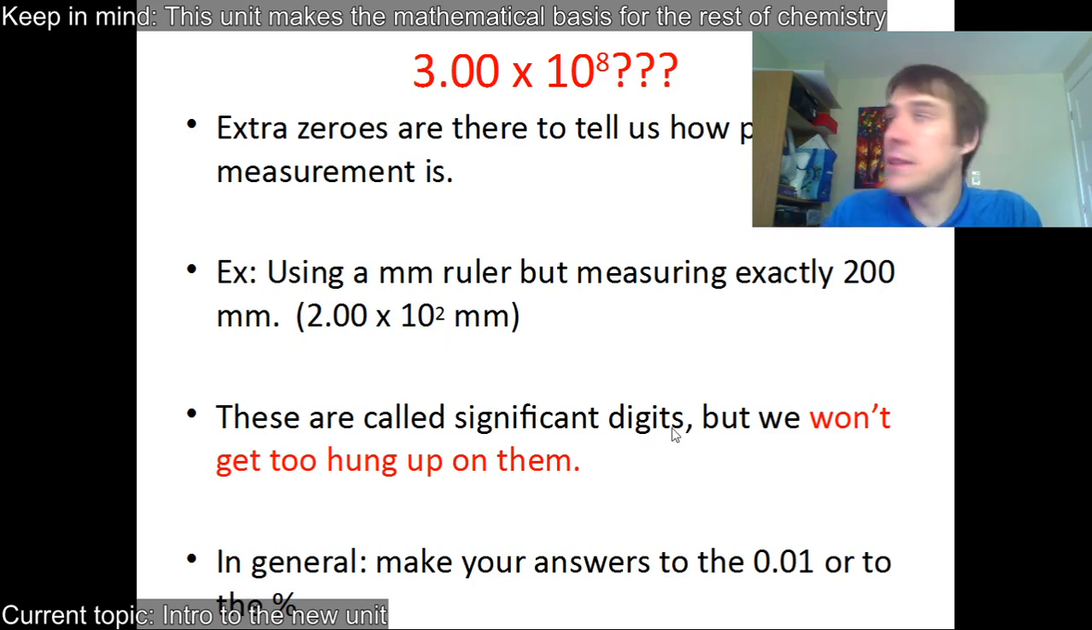These are called significant digits. We're not going to get too hung up on sig digs. It's important, but I'm not going to worry too much about them in this course. Physics, really, really big deal in physics, and big deal later in chemistry as well. Just be aware that they're there. For me, just round it to the 0.01 or to the single digit percent. That's fine.